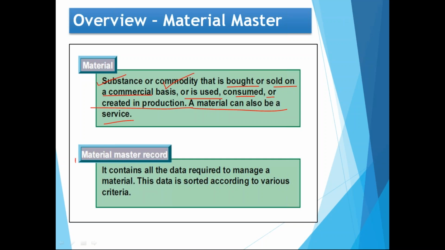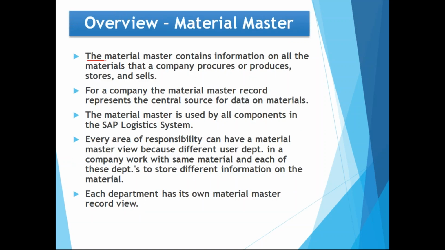Okay. So now, what is a material master record? A material master record contains all the data required to manage a particular material. This data is sorted according to various criteria, and we'll see that. So the material master contains information on all the materials that the company procures, produces, and sells.